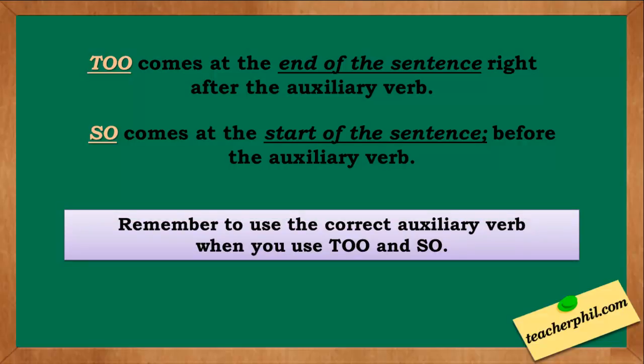Remember to use the correct auxiliary verb when you use too and so. If the speaker used a modal, then use also a modal. If you use a be verb, use a be verb. If you use an action verb, then make sure that you use the correct tense of the verb as well.